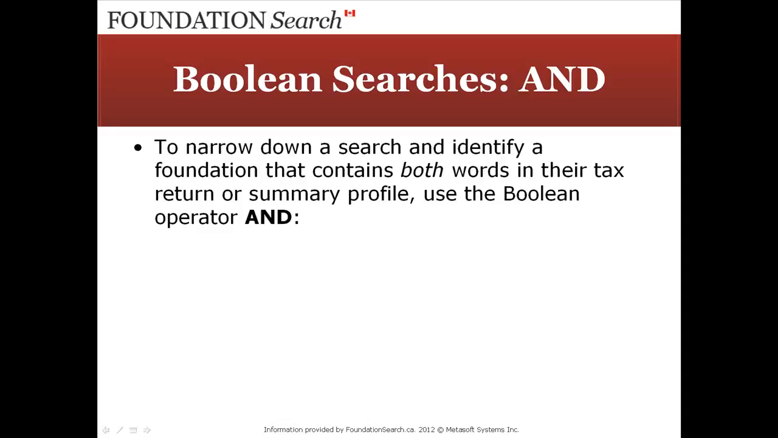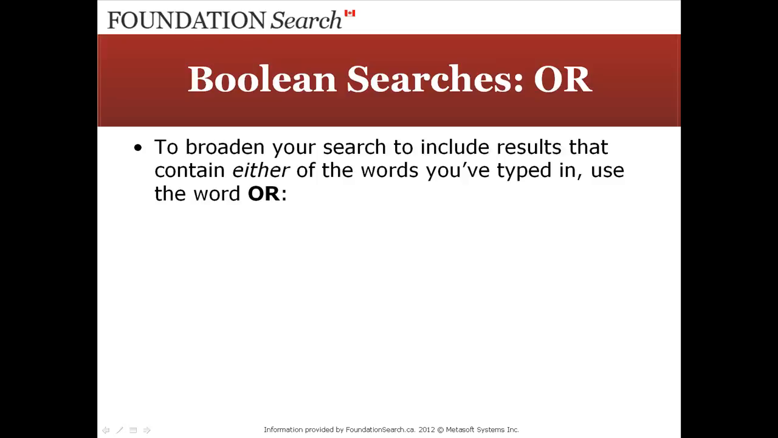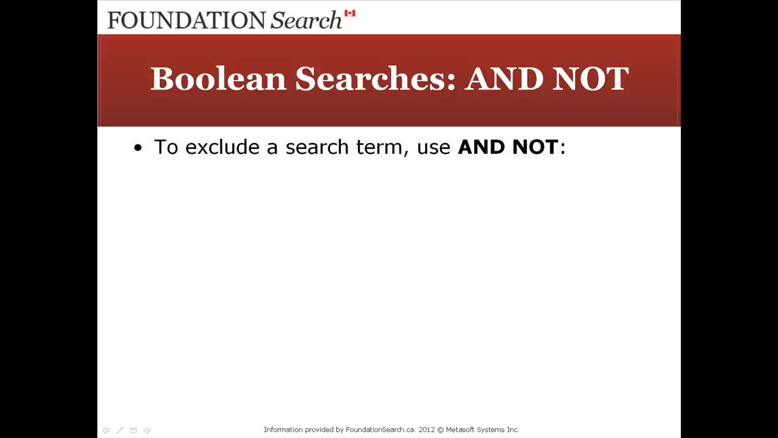To narrow down a search and identify a foundation that contains both words in their tax return or summary profile, use the Boolean operator AND. Hospital and Vancouver. To broaden your search to include results that contain either of the words you've typed in, use the word OR. Hospital or Vancouver. To exclude a search term, use and not. Hospital and not animal.